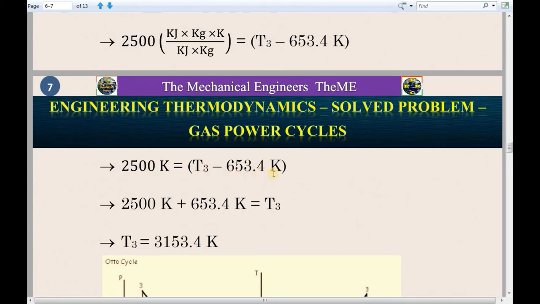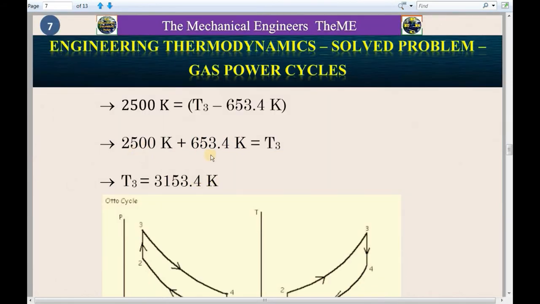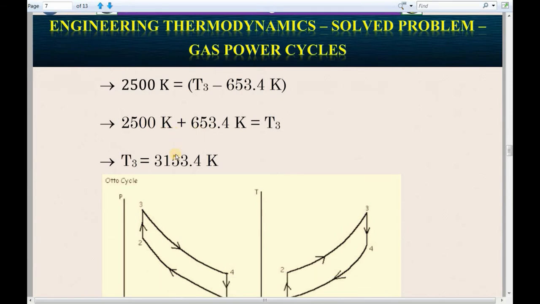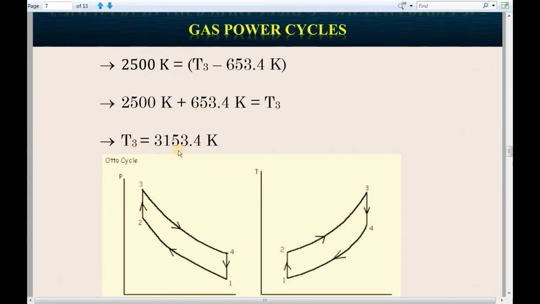Now move this 653.4 Kelvin to the LHS. We get 2500 Kelvin plus 653.4 Kelvin is equal to T3. In this LHS, 2500 Kelvin plus 653.4 Kelvin is 3153.4 Kelvin. So the next step will be T3 is equal to 3153.4 Kelvin, which means the temperature at the end of constant volume heat addition process 2 to 3 is 3153.4 Kelvin.